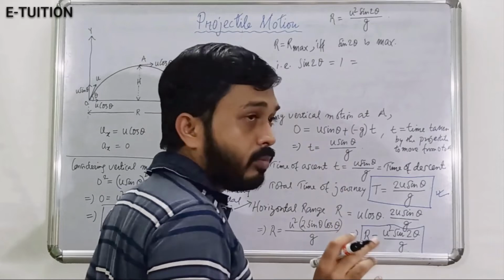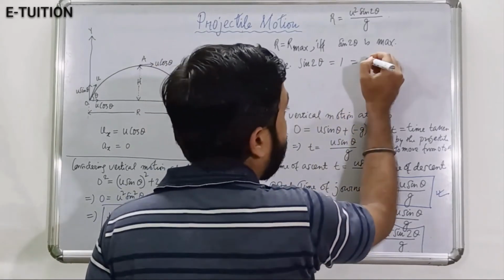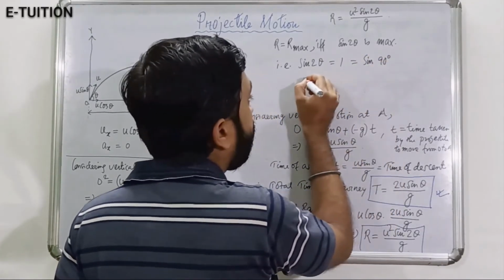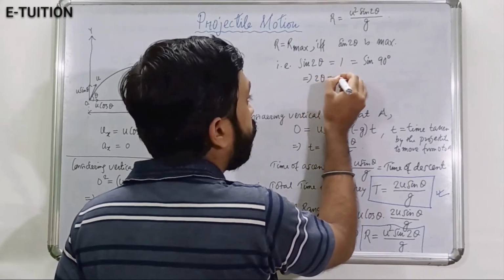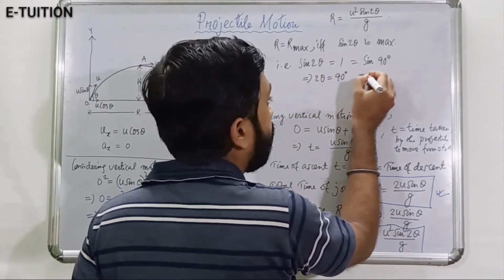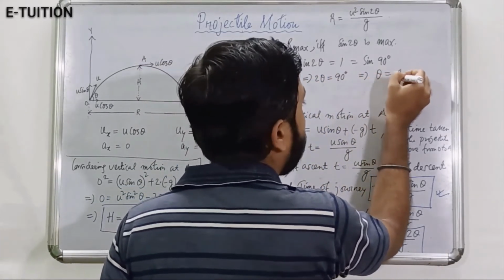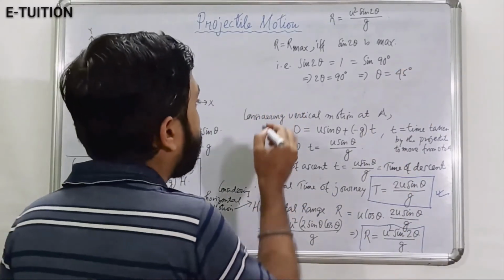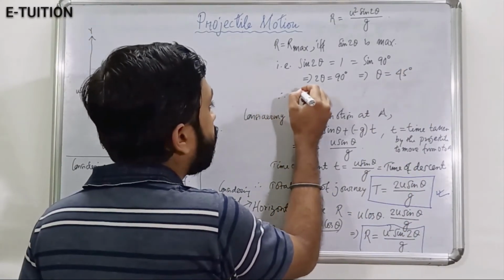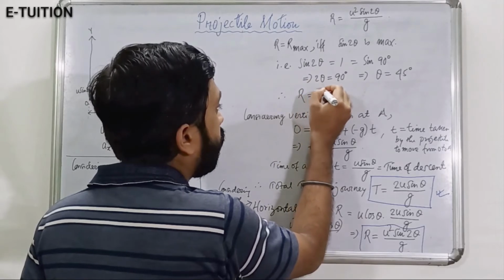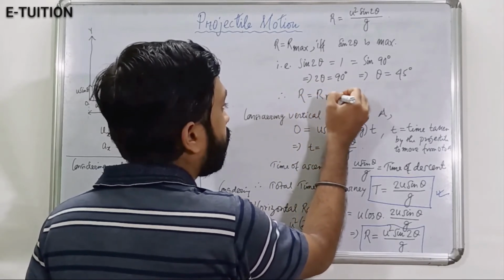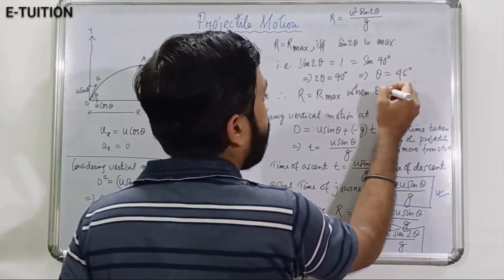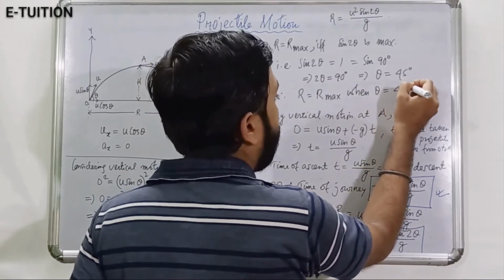And for what value is sine plus 1? Sine of 90 degrees. So from here we are getting 2 theta equal to 90 degrees, that is theta equal to 45 degrees. Keep it in mind, this is one important thing. R equals R max when the angle of projection theta equals 45 degrees.